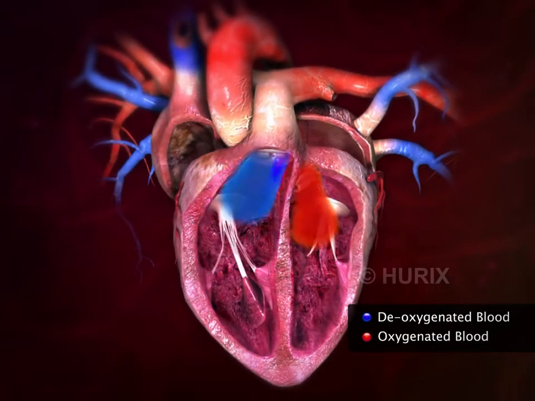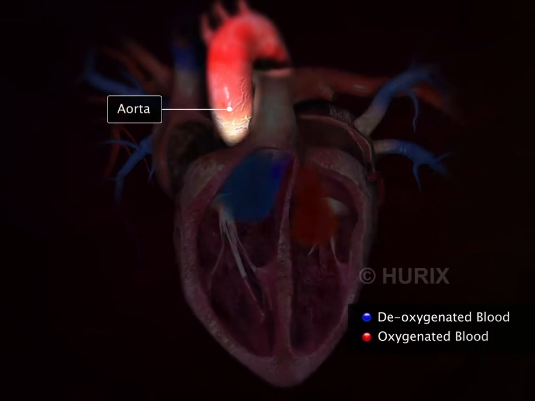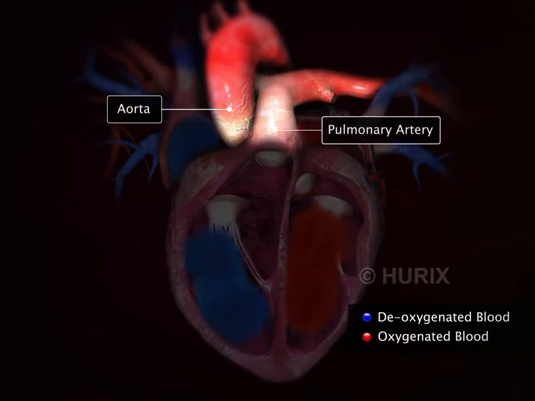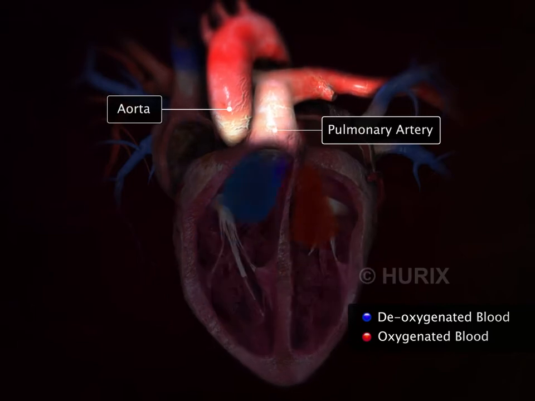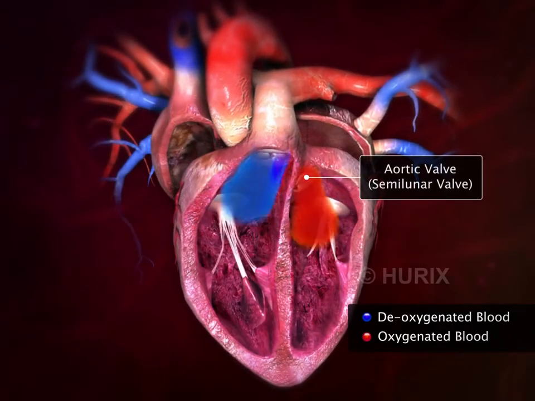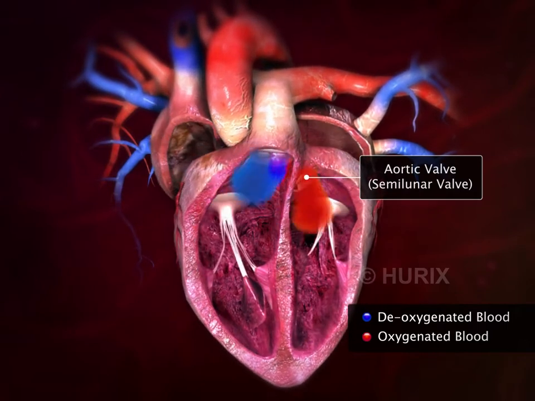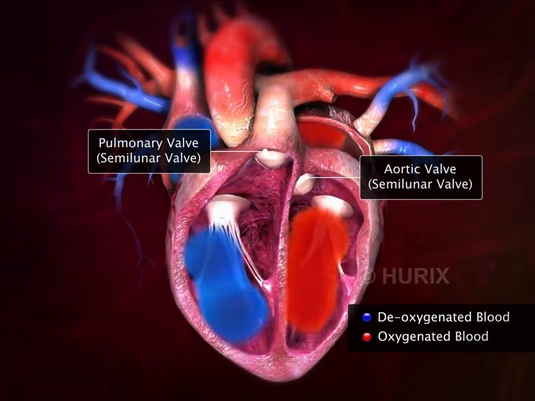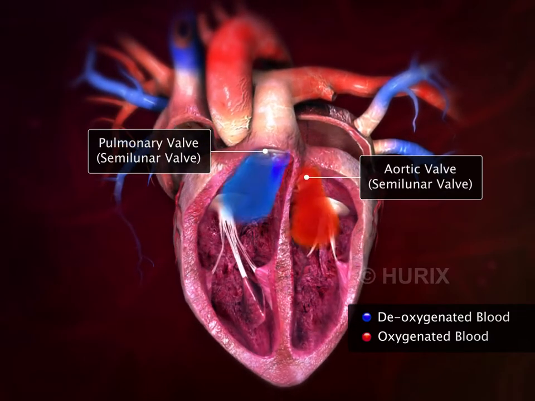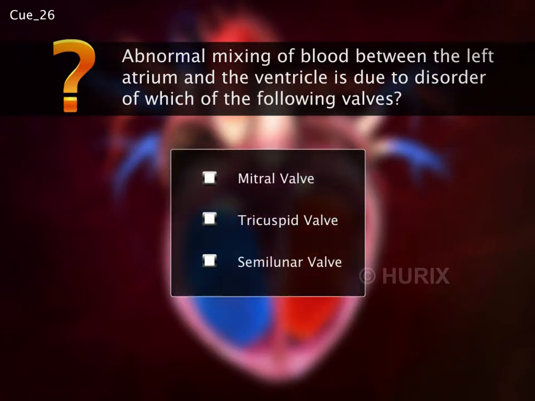The left ventricle opens into the aorta, and the right ventricle opens into the pulmonary artery. The openings to these blood vessels are guarded by semilunar valves: the aortic valve between the left atrium and the aorta, and the pulmonary valve between the right ventricle and the pulmonary artery. Based on what you have learned, answer this question.